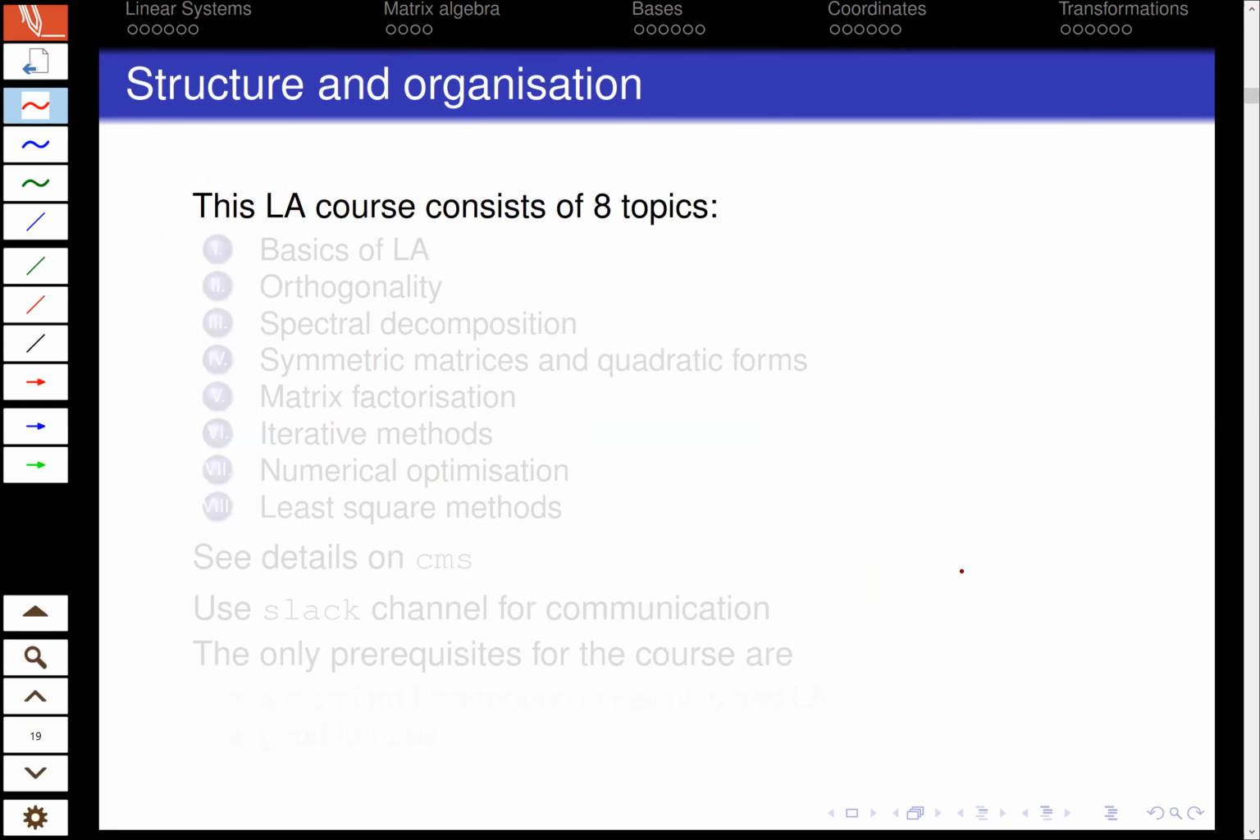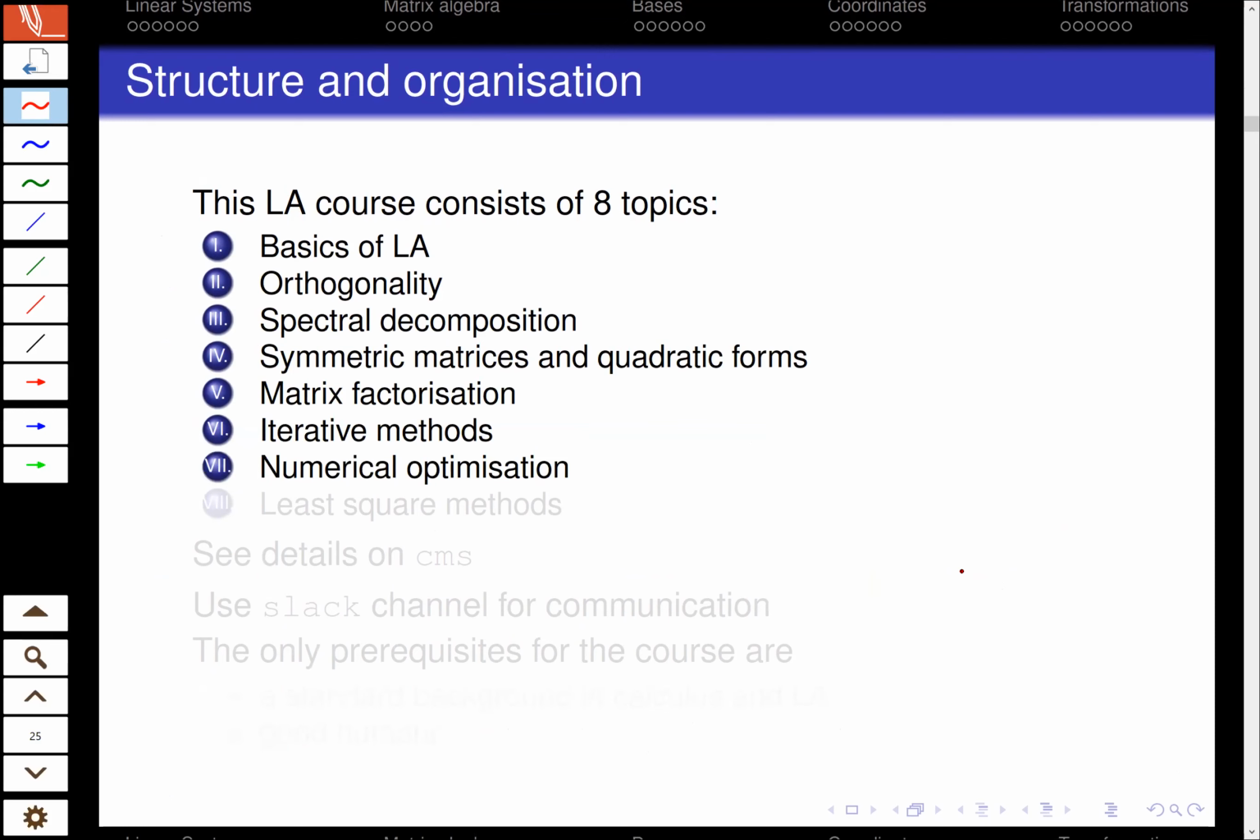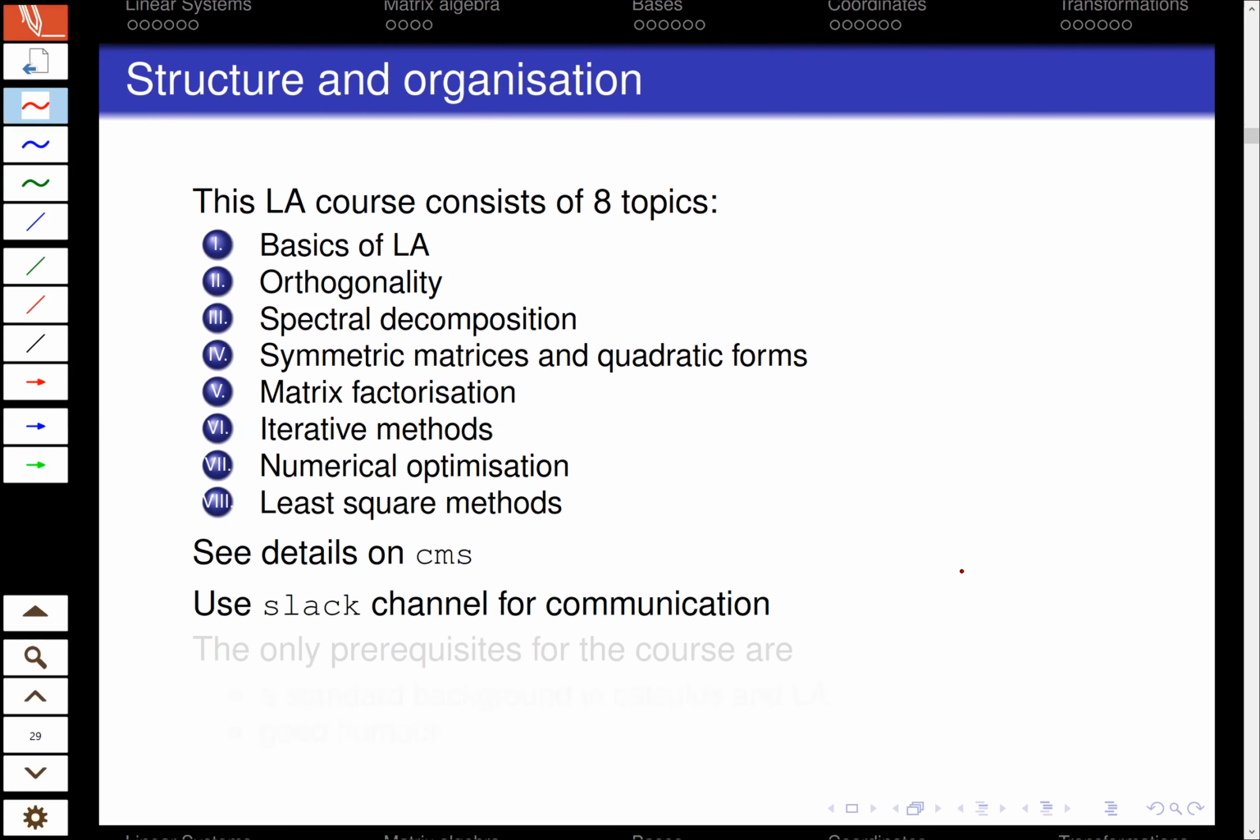Okay, and then we come naturally to the structure of this course. So what we'll be doing for the next 20 lectures. Our course is naturally split into 8 topics, and here are these topics. The first 5 are basically standard linear algebra, and the last 3 will be about some numerical topics. So iterative methods of solving linear systems, for instance, and numerical optimization, which already was mentioned several times today, and say least squares methods, which are applied to a great deal of problems.